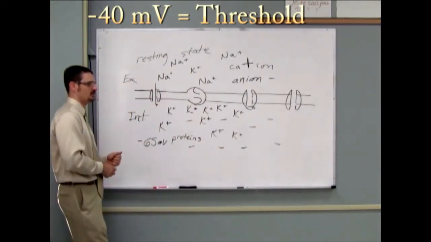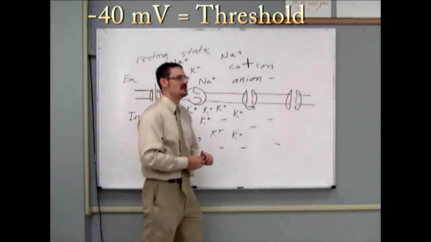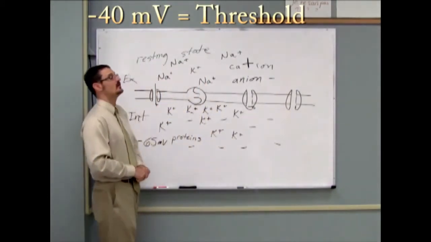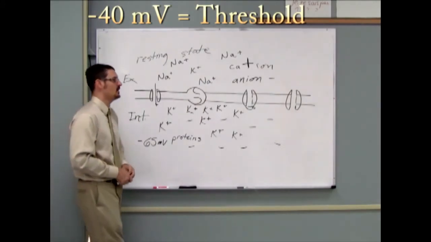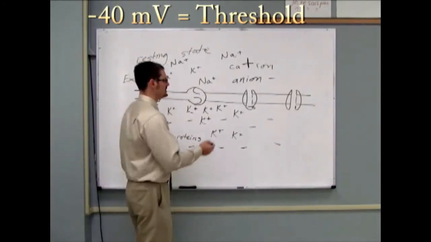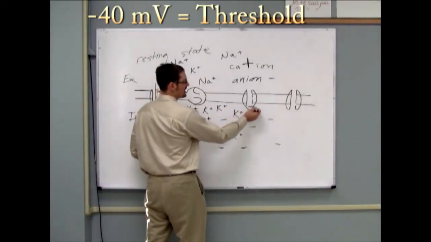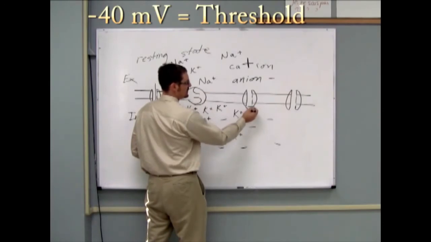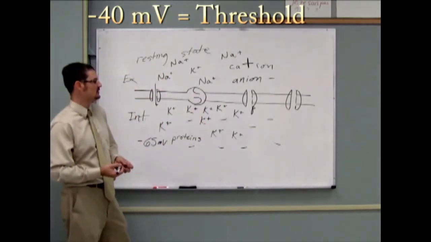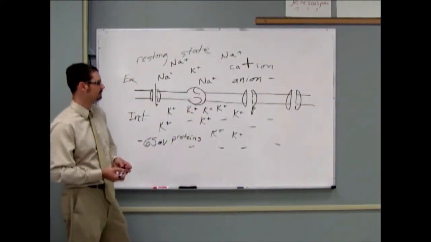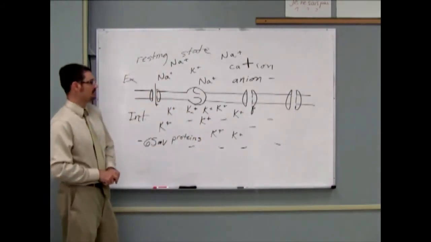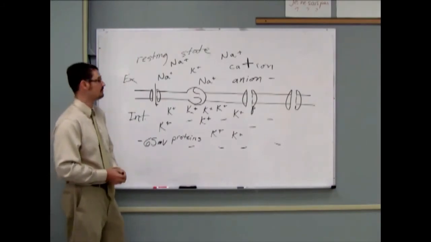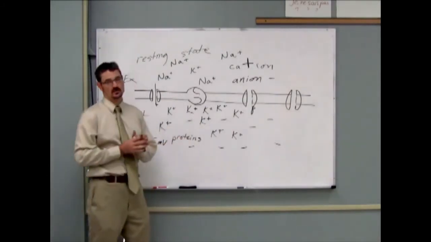The action potential begins in the axon hillock, because the axon hillock is the first place that we have a dense distribution of voltage-gated sodium channels. Whenever the electrical charge reaches negative 40 millivolts, the voltage-gated sodium channels open up. When these channels open up, sodium is drawn to the interior of the neuron.